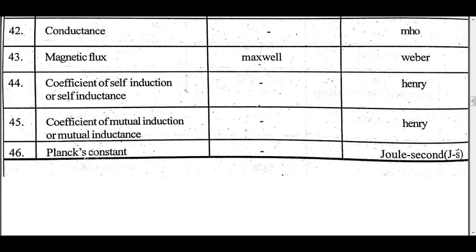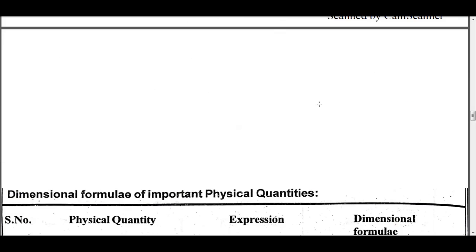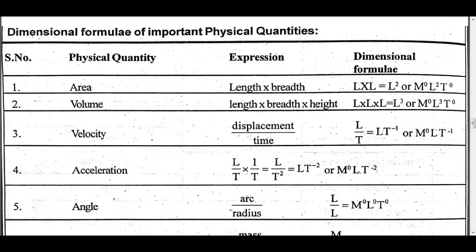These are the important quantities and their units. And next coming to the dimensional formulas. For area, we know that area equals length into breadth, that is L meter into L meter, that is L squared. There is no mass quantity, so M power 0, L squared. There is no time quantity, so T power 0.